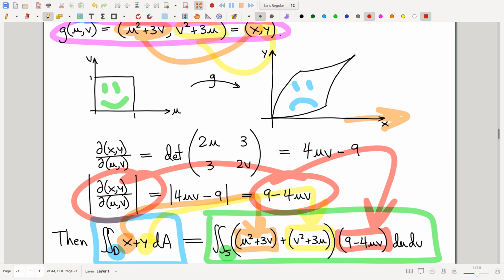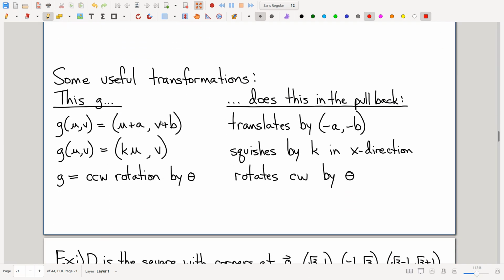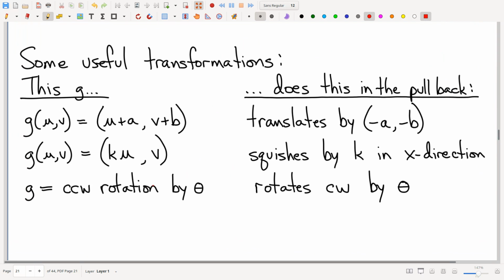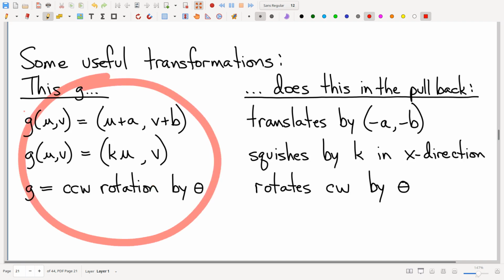Okay, so let's talk about how you do this in general. I started off with an unfairly convenient example where the change of variables function was given, the pullback domain was given. In general, how do you figure this out on your own? I'm just going to point out that there are certain functions that very often can be convenient. So translations and stretches and rotations, very often useful for this kind of thing.